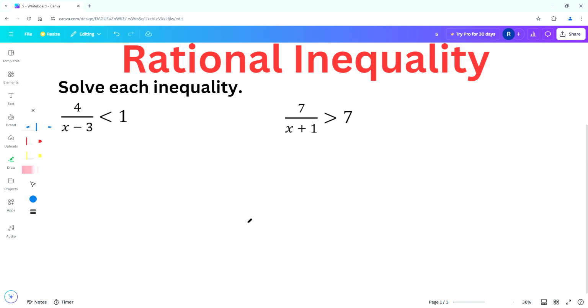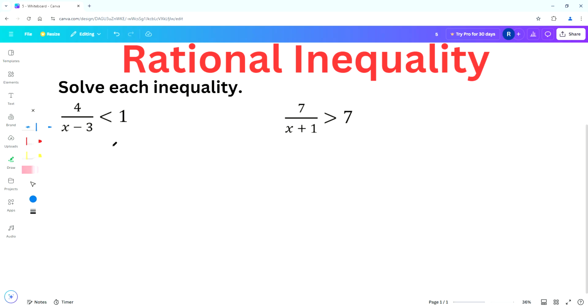In this video, we'll solve rational inequalities algebraically. As per the problem, solve each inequality and we'll solve these two inequalities. Let's start with the inequality on the left side, 4 over x minus 3 less than 1.